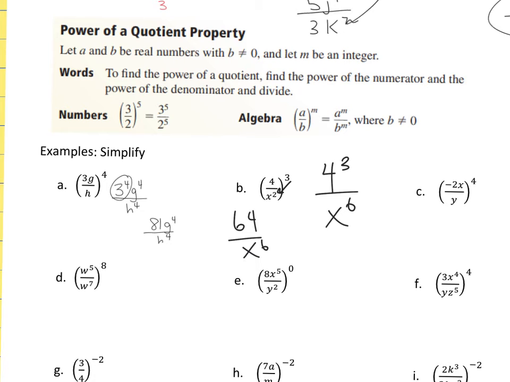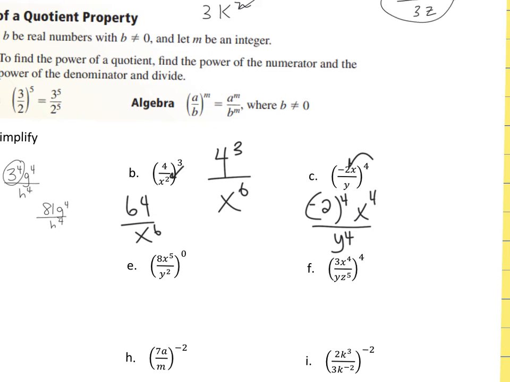Okay, C, I got (-2) to the 4th, so keep this in parentheses. Whenever you have a negative taken to the even power, it's going to be a positive. So it's (-2) to the 4th, x to the 4th over y to the 4th. So this is going to be negative 2 to the fourth is 16x to the fourth over y to the fourth.